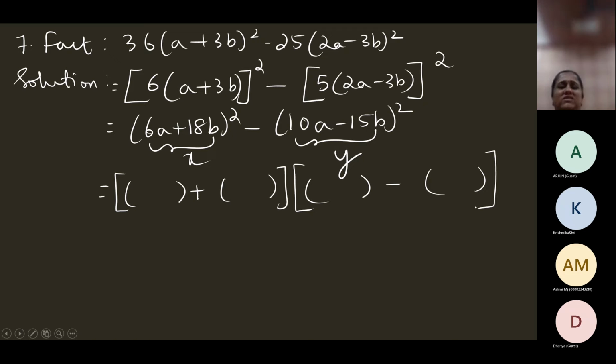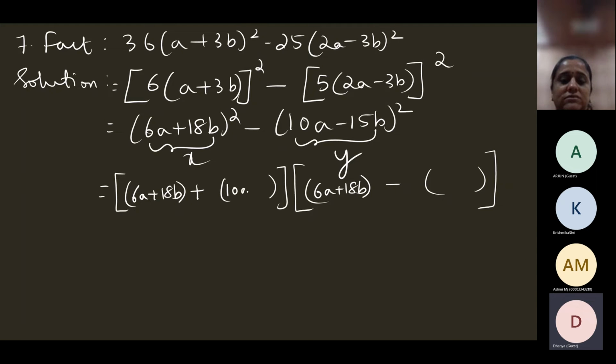See, I'll always put empty brackets: x plus y into x minus y. It's very easy. It is of the form x square minus y square. How do you factorize that? X plus y into x minus y. Now write x. What is x, children? 6A plus 18B, ma'am. Okay, so in both the places, I'll write 6A plus 18B. X. What's y?